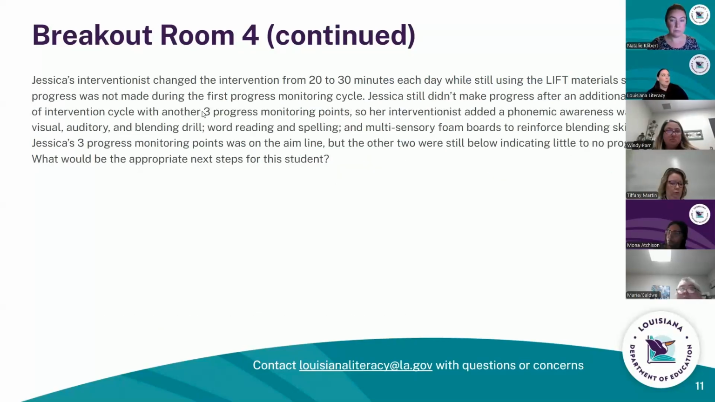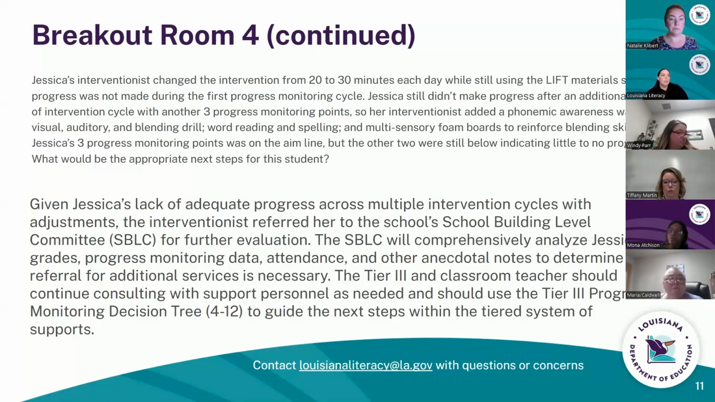Okay, and then we talked some more about what continues to happen with Jessica after we made that adjustment. She's still not making progress after 3 more weeks, even after we've added in all of these different things. So based on the decision tree, after those multiple intervention cycles and adjustments, the interventionist maybe should have referred her to the school building level committee, the SBLC, for some further evaluation to see what else we can do to support this child. The SBLC will comprehensively analyze her grades, her progress monitoring data, her attendance, and all the other anecdotal notes that she may have from her teachers to determine if a referral for additional services is necessary.